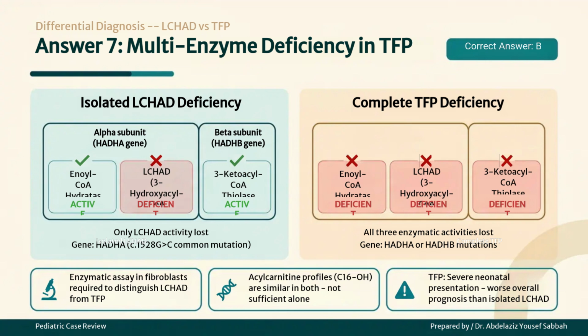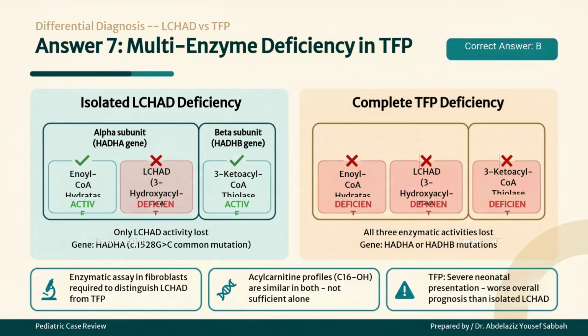This is typically caused by the C.1528G to C mutation in the HADHA gene. In complete trifunctional protein deficiency, all 3 activities are lost, and this can result from mutations in either the HADHA or the HADHB gene. Option A is wrong because trifunctional protein deficiency is not limited to the HADHB gene.